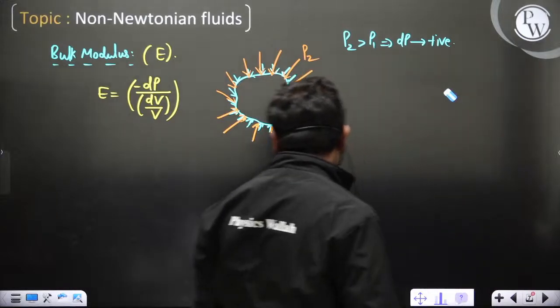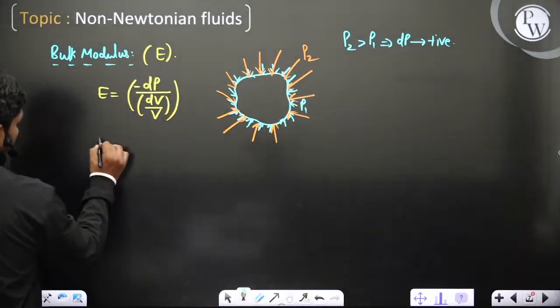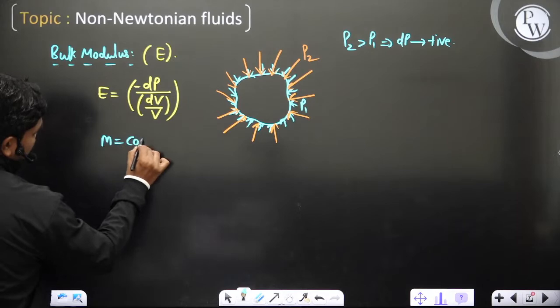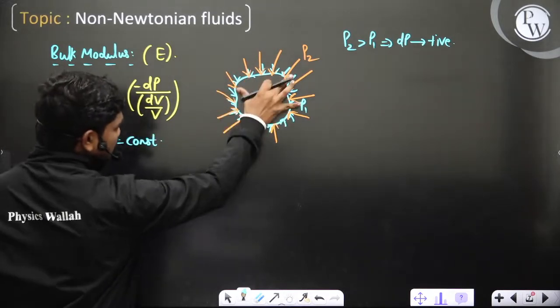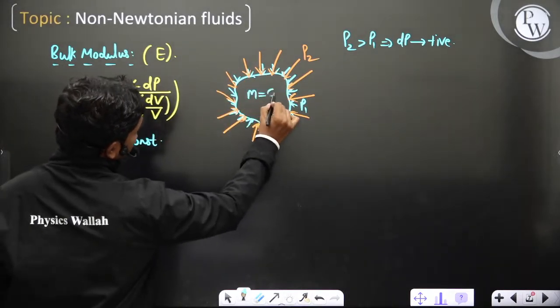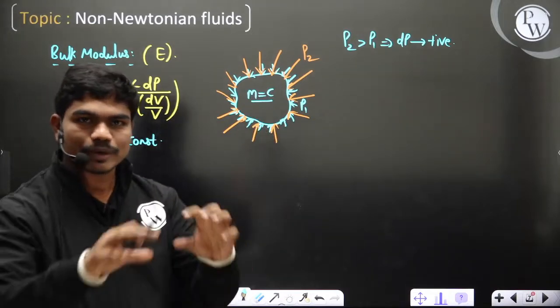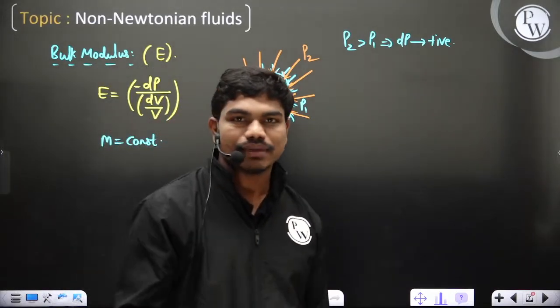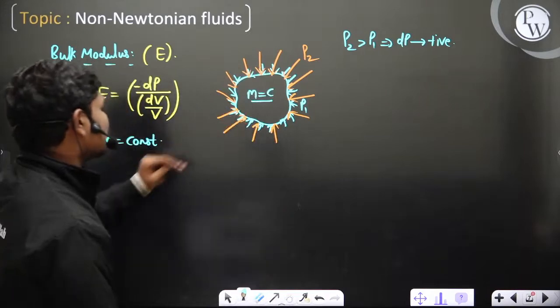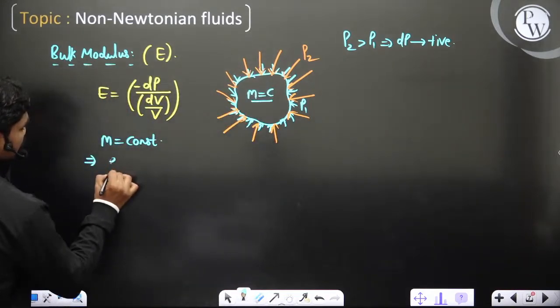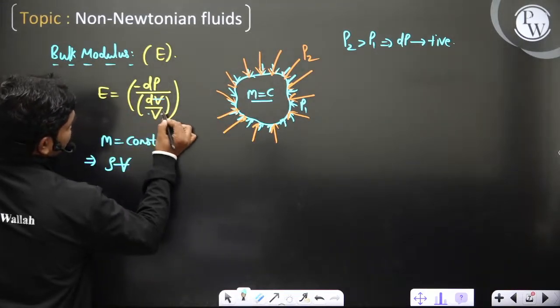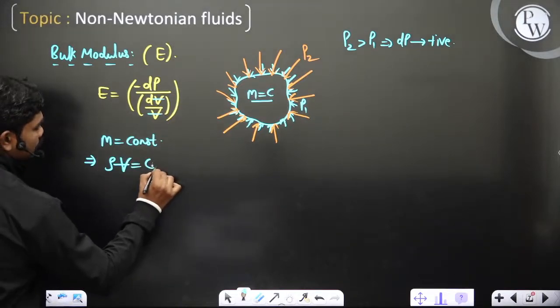Then the mass of a substance is always constant, yes or no? Whatever I do to this body, the mass remaining here is always constant, because we cannot create mass or destroy mass. So density into volume is equal to constant.